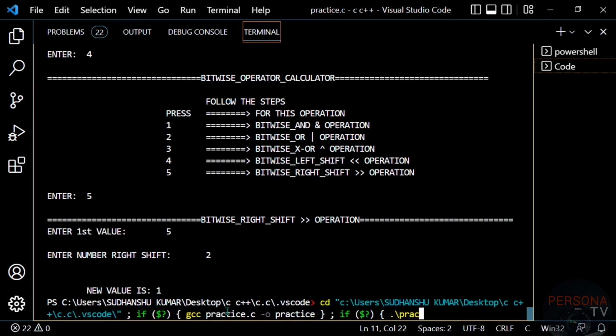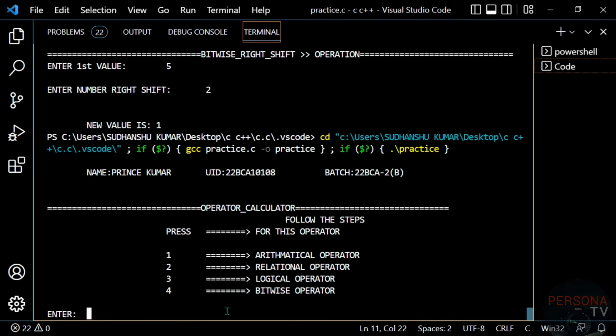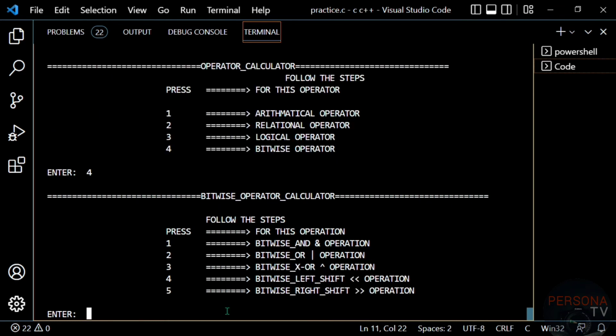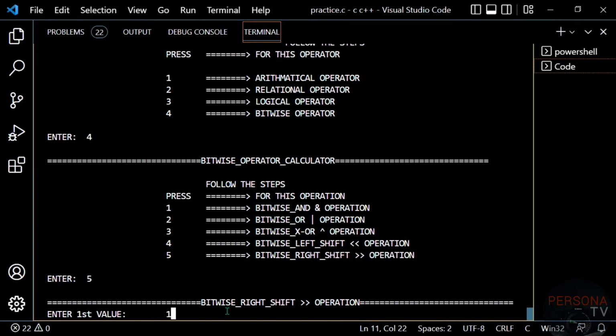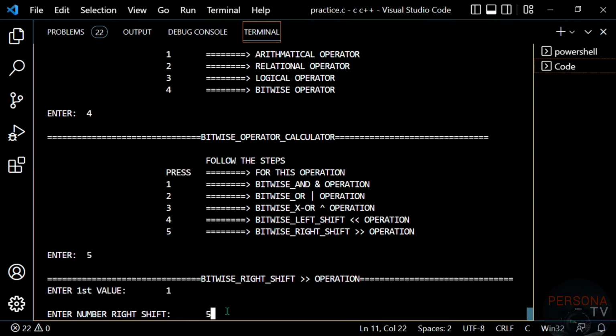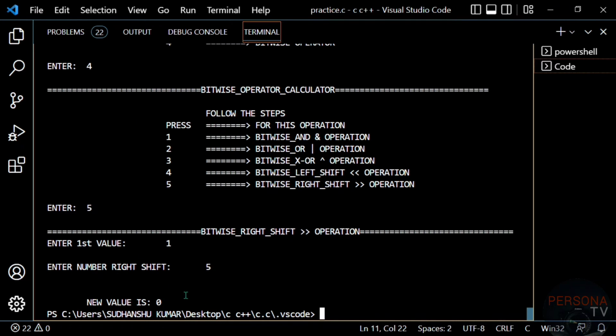Again run this program. Go with the 4th part. Go with the 5th one. I will choose 1 and shift it 5 times, right shift. It means the 1 is going to decrease. Let's see what the answer will be. It becomes 0. Why? Because what is the binary of 1? 1. When it's shifted 5 times, it becomes 0. At that time, the color is already white. Able to understand? Yes.